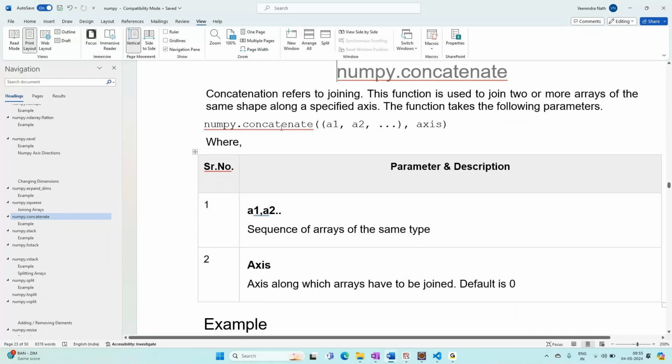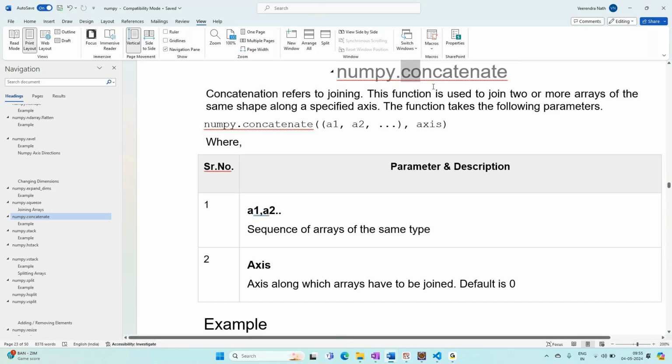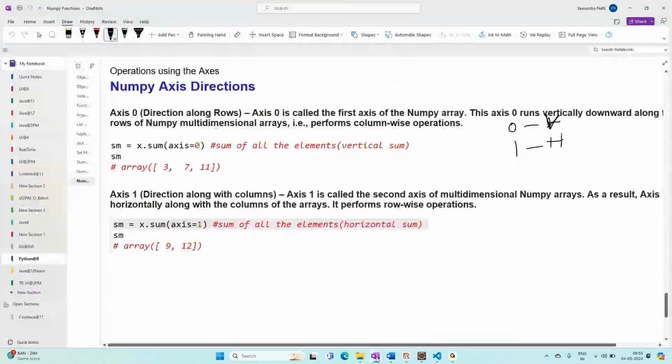Okay, so we'll try to finish off the NumPy stuff, and then we'll move on to pandas. The next function I'm going to look at is concatenate. What does concatenation generally mean? Concatenation means joining. So whenever you are talking about concatenation, it is nothing but joining.